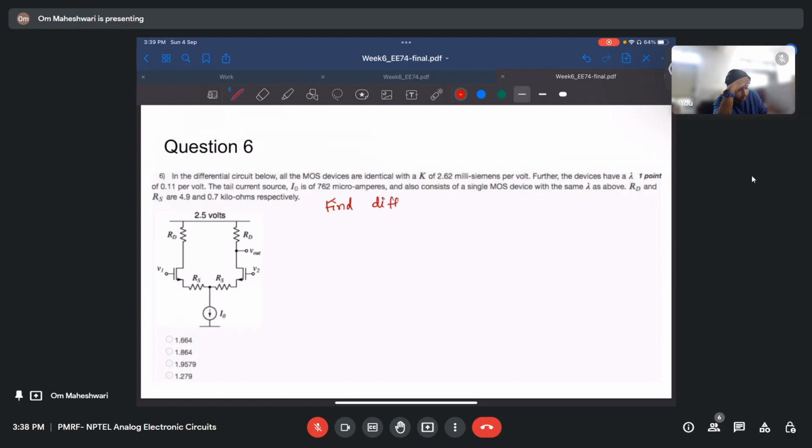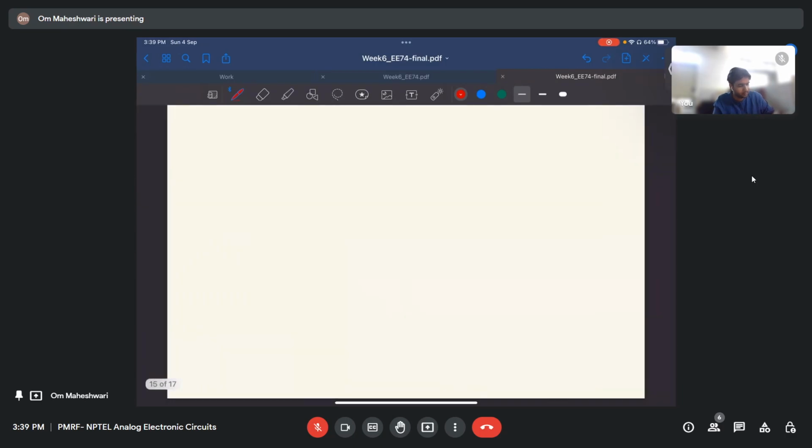Find differential gain AD. Please take care of this. I think it is not written in your assignments also for question 6. Else you will be blind like what are these values. So we have to find AD. So anyways, let us try to solve this.